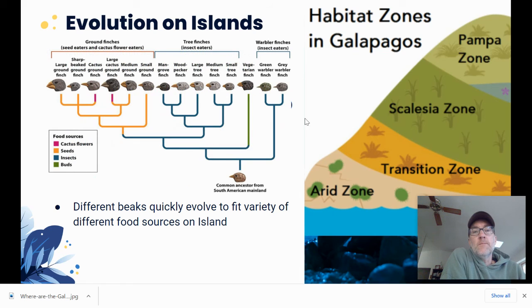So here's an example. They know from both genetics and from looking at physical traits that this is what the phylogenetic tree of the finches on the Galapagos Islands looks like. They had a common ancestor somewhere in Ecuador, made it to the islands, and in the span of a few million years, radiated into all the variety of different species you can find on those islands.